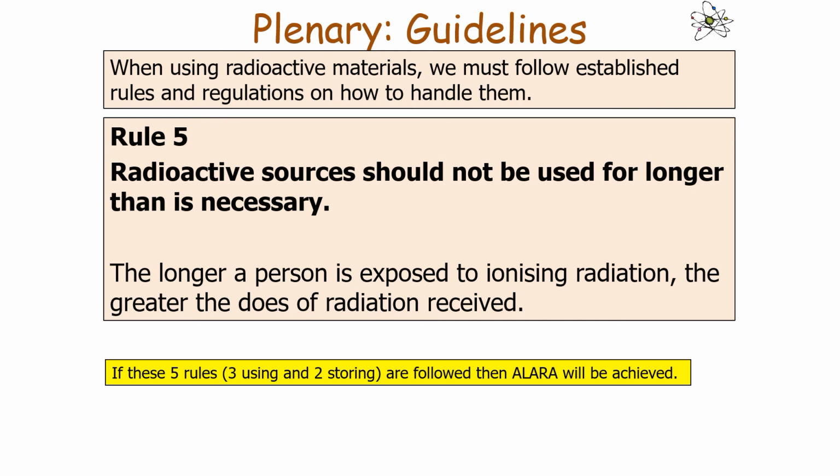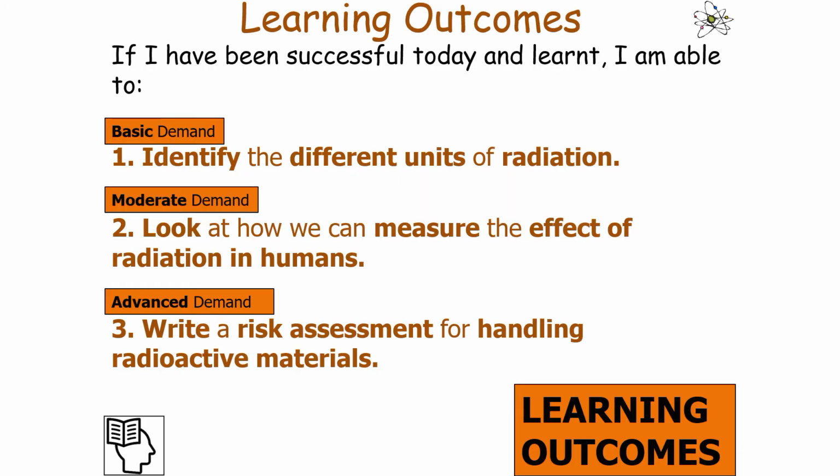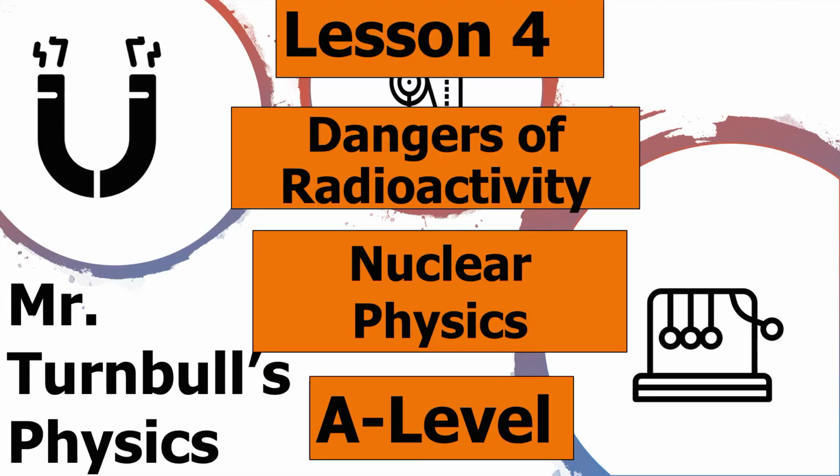So what we should have learnt in today's lesson is to understand the applications of handling radioactive sources, understand background radiation, examples of its origins, and its experimental elimination from calculations. We should also be able to identify the different units of radiation, look at how we can measure the effect of radiation in humans, and then finally write a risk assessment for handling radioactive materials.